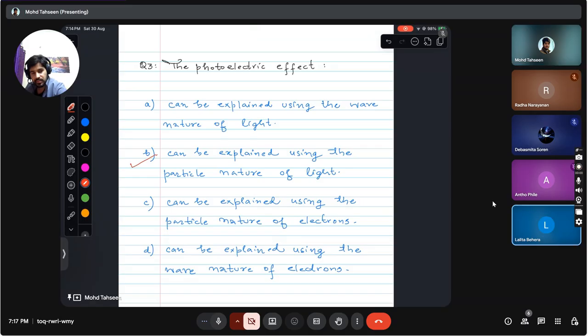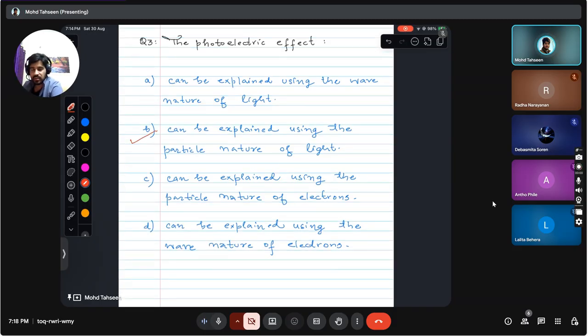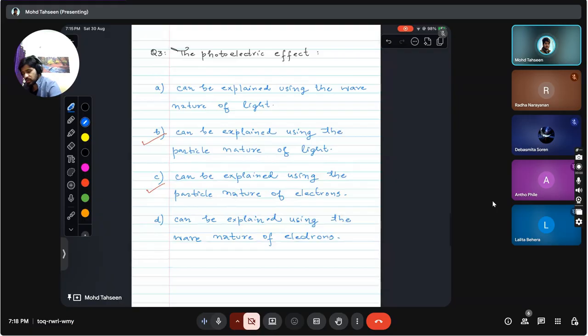Yes, sir, the particle nature of electron also. Yes, so actually we use both of these assumptions in the photoelectric effect, right? We use the particle nature of electrons as well. But there's one important thing we should be careful about, because if we go historically, then if this question is asked today, maybe it makes sense to consider both of these options as correct, right?